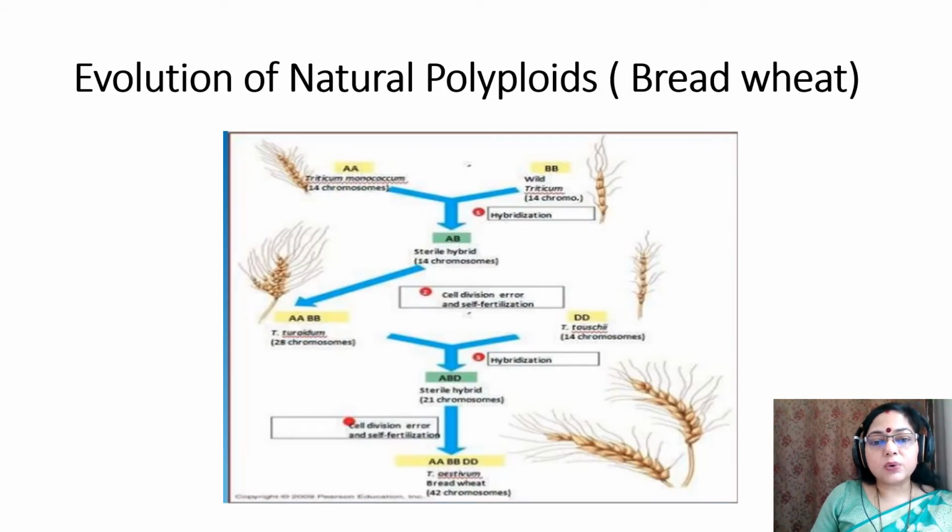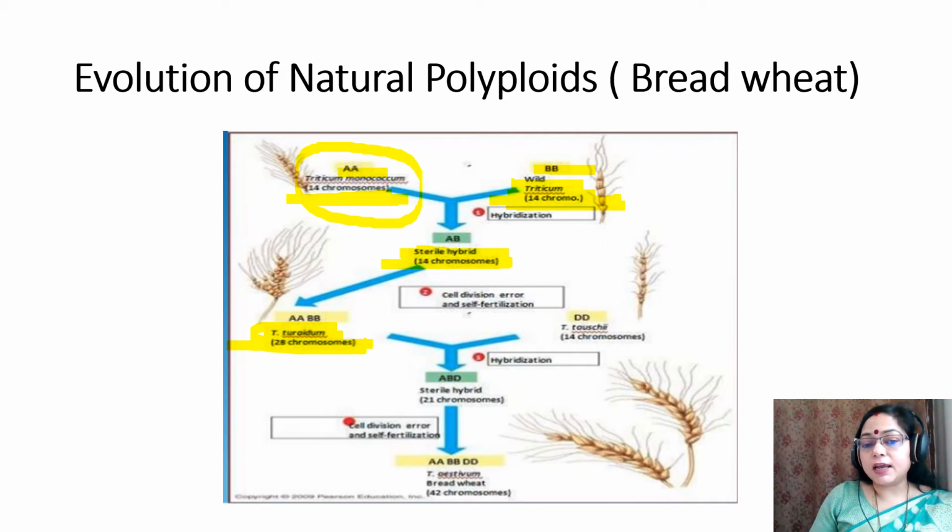Let us see how natural polyploids evolved in bread wheat. A variety Triticum monococcum, which is coded by AA, having 14 chromosomes, was crossed with a wild variety of Triticum, a known species, which also had 14 chromosomes. It was in nature, and the sterile hybrid AB occurs. It contained 14 chromosomes. But when spontaneous chromosome doubling occurs, then a variety Triticum turgidum occurs, which contains 28 chromosomes. It is represented by AABB.